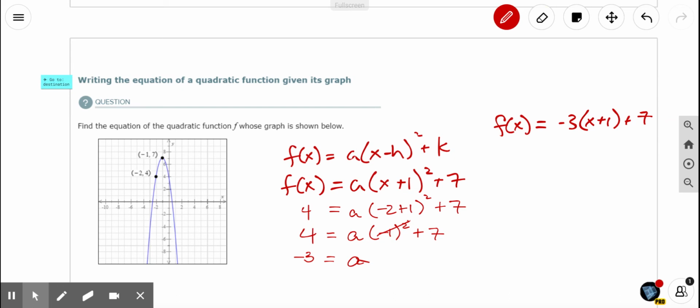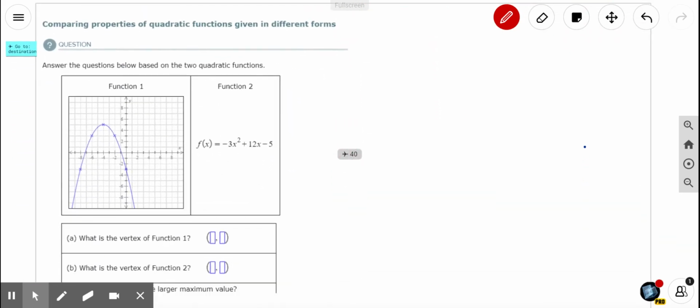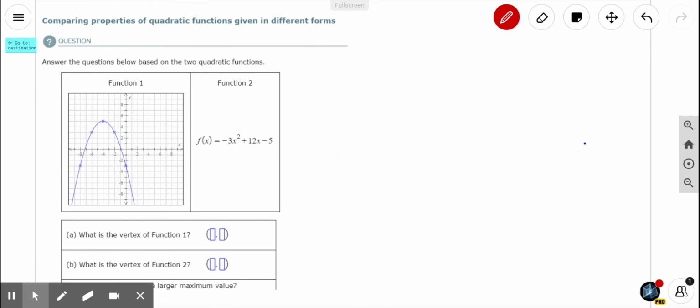Okay. All right, next. Now you're just comparing quadratics in different forms. So they want you to be able to look at the graph, look at an equation, and compare the two. Okay, let me get rid of this. Let's take a look. It says, what is the vertex of function 1? You can see right there, it's just -4, 5.